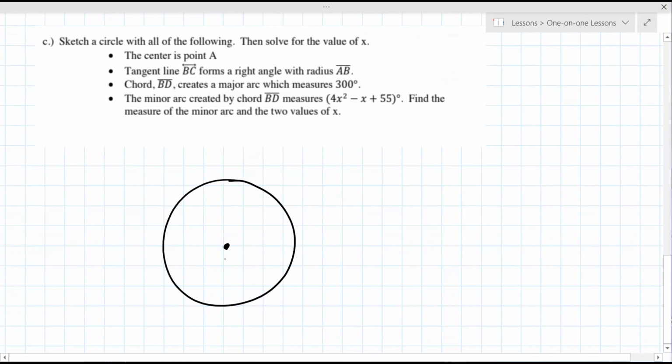Center is A, right there. Yes. Great. Tangent BC forms a right angle with radius AB. Did you go up, down, left, right? What did you do for your radius? I went left. You went left like that. Okay. That's B. And then BC, tangent. Tangent means it only touches at one point. Did you put C up or down? I put it below. Okay, C. And then chord BD creates a major arc which measures 300 degrees. So did you go this direction or this direction? I went for the first direction.